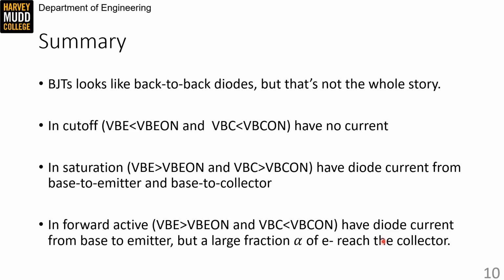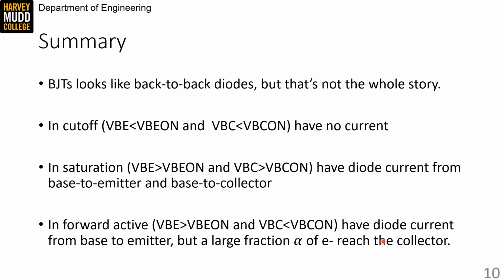So in summary, BJTs look like back-to-back diodes, but that's not the whole story of how they operate. In cutoff, which is when VBE is less than VBE on and VBC is less than VBC on, we have no current in a BJT. In saturation, where VBE is greater than VBE on and VBC is greater than VBC on, we have diode current from the base to the emitter and from the base to the collector, so that usually just looks like voltage sources in our switch voltage source model.